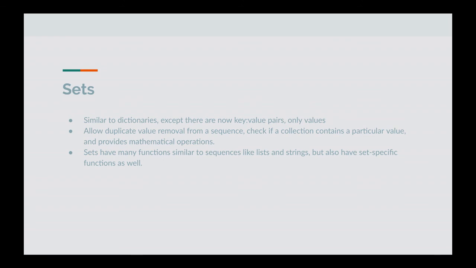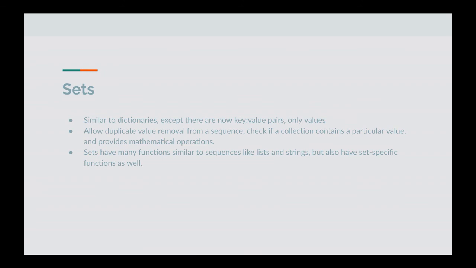Sets are most commonly used to take a data set, a list of items or whatever, and automatically remove duplicate values, quickly check whether a data collection has a particular value you're looking for, and then there's also some mathematical operations that you can perform on that data.